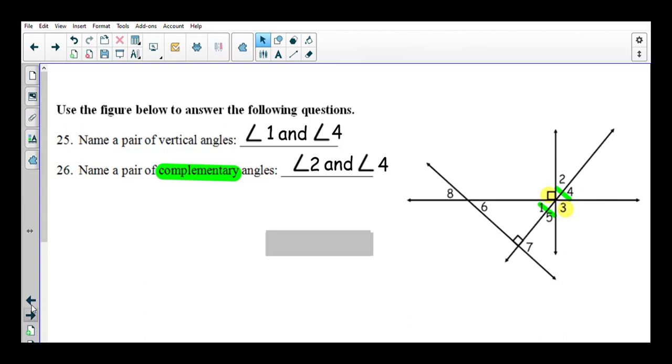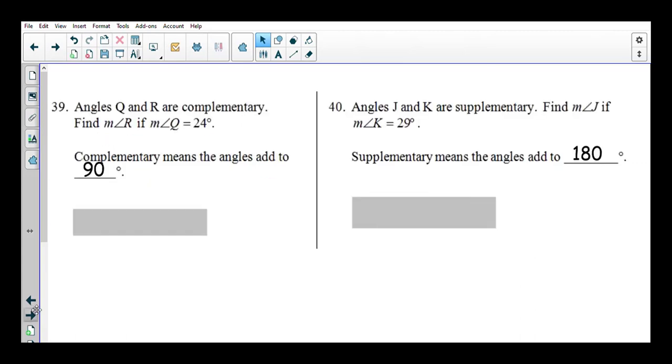All right, I know the problem numbers skip to numbers 39 through 42. It seems like I haven't fixed that yet. Let's look at number 39, which is technically number 27, but so be it. Number 39, it says angles Q and R are complementary. Remember, the word complementary means that those angles add to 90 degrees. So find the measure of angle R if the measure of angle Q is 24 degrees.